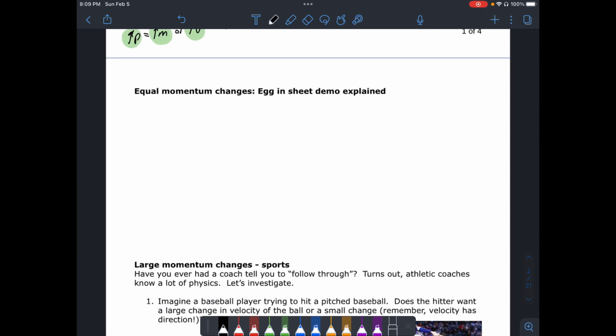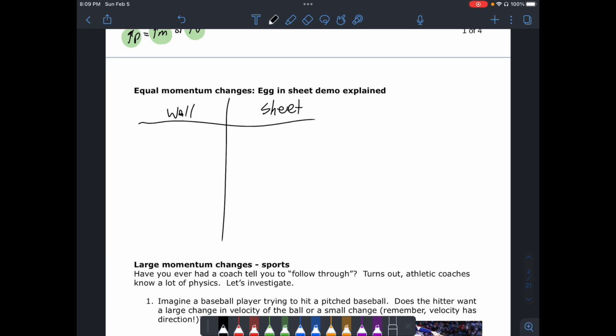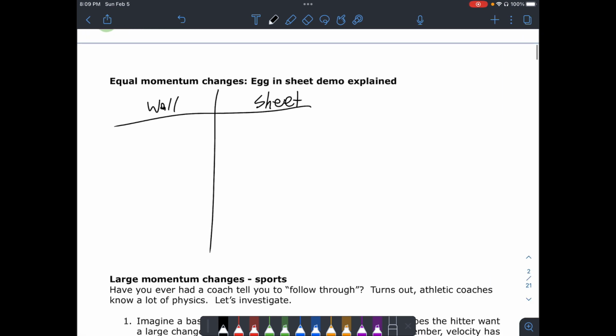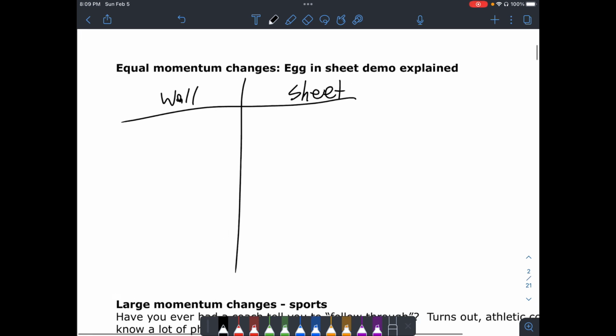So if you were in class, you would have seen us do this demo with an egg being thrown at a sheet, a hanging sheet, like a bed sheet. And there's the other scenario, which is throwing the egg at the wall, which I don't think we would do in the room. But we have two scenarios, right? So we have the egg at the wall and the egg being thrown at our sheet. And we will be analyzing the momentum changes going on in this demo.